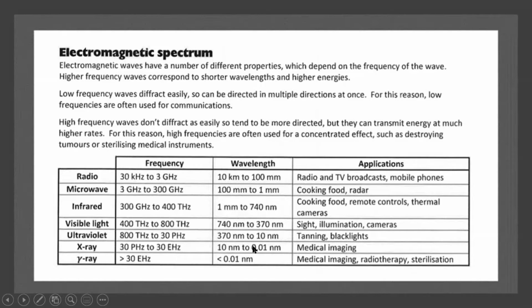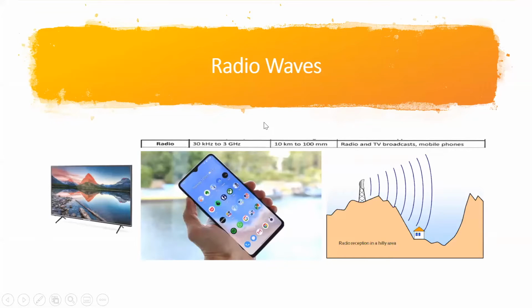Ultraviolet: tanning beds, black lights. We'll talk about that in a moment. X-ray: medical imaging. It's probably the easiest question you get: what is an X-ray for? And gamma, that letter. Gamma rays: medical imaging, radiotherapy, and sterilisation. Okay, let's get into detail.